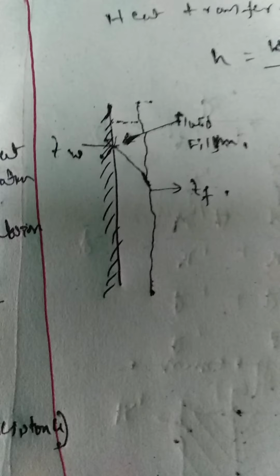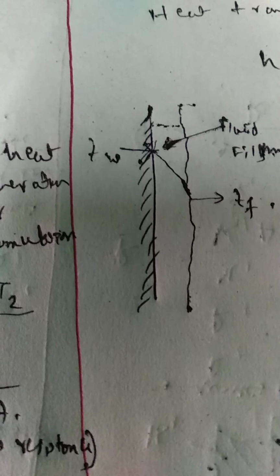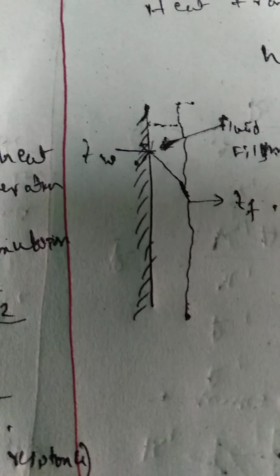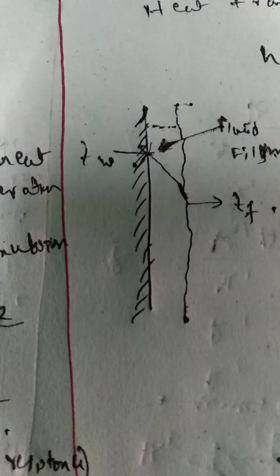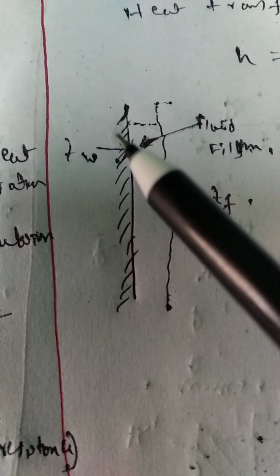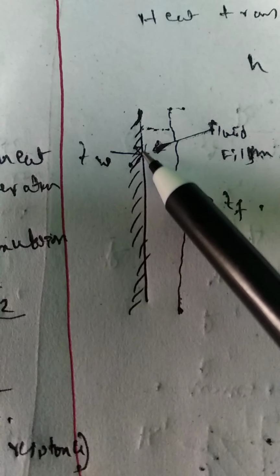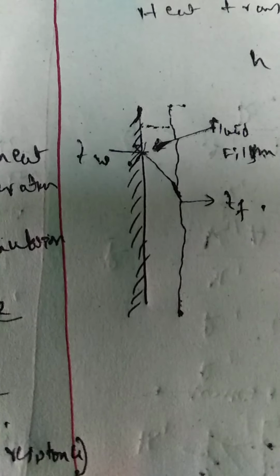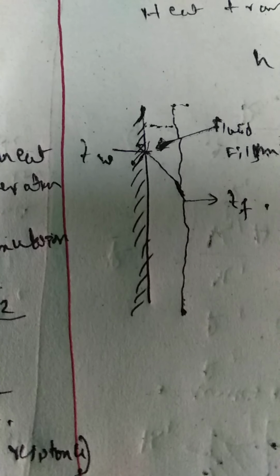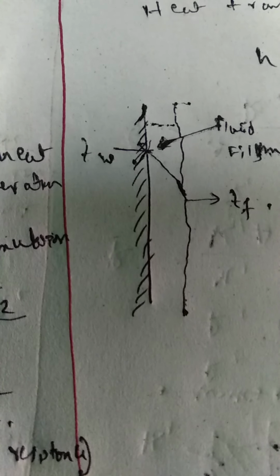Now in this convection process there is a fluid film which is immediately adjacent to the wall, as you can see over here, and the temperature varies from Tw to Tf. You can see this temperature is decreasing in a linear manner, and heat is conducted through this fluid film, and then it is transported by the fluid motion.